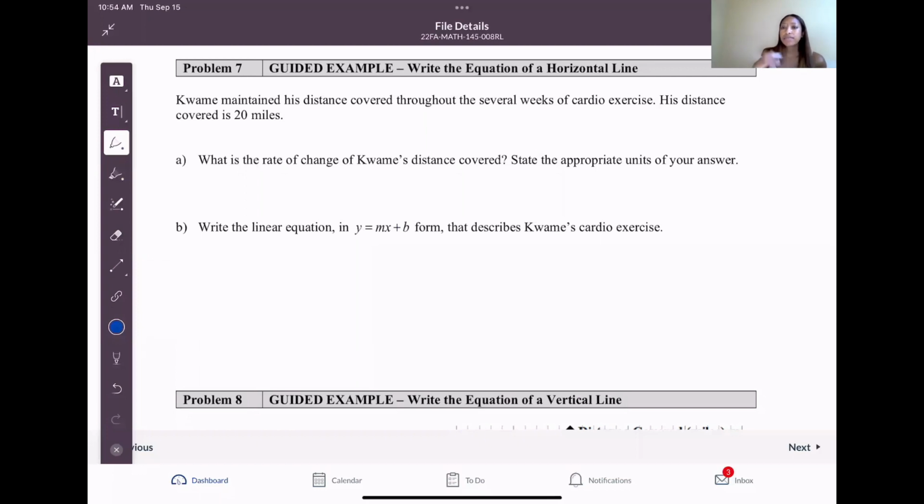Let's think about this. If it's saying he maintained the same distance, every week he's going 20 miles, then what is the rate of change? How many miles does his distance change week to week? The average rate of change here would be 0, okay?